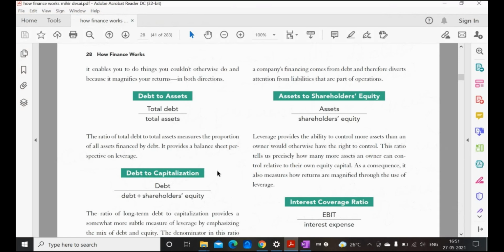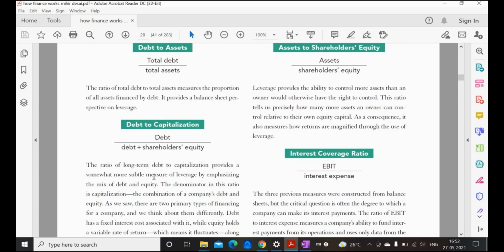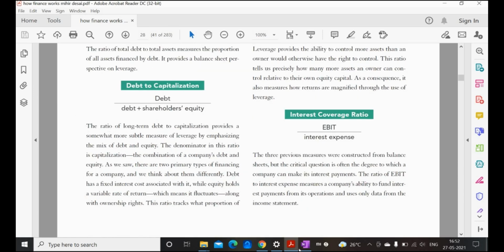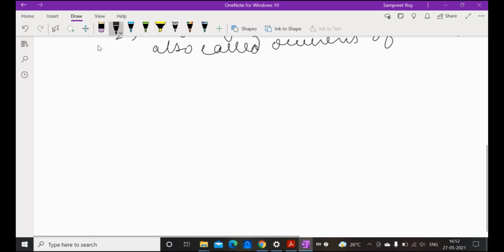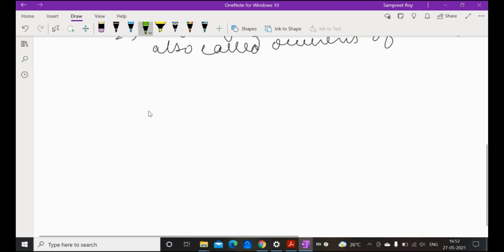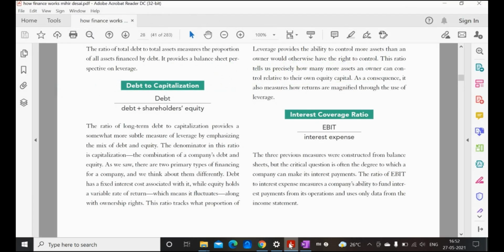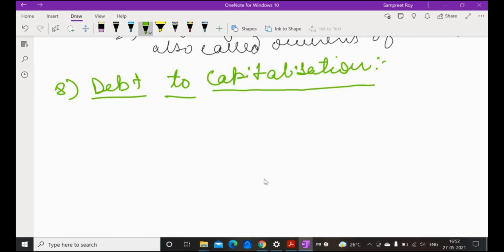So let's see the next ratio, debt to capitalization. Ratio number 8, debt to capitalization, right? Now the ratio is given by debt plus shareholders equity.